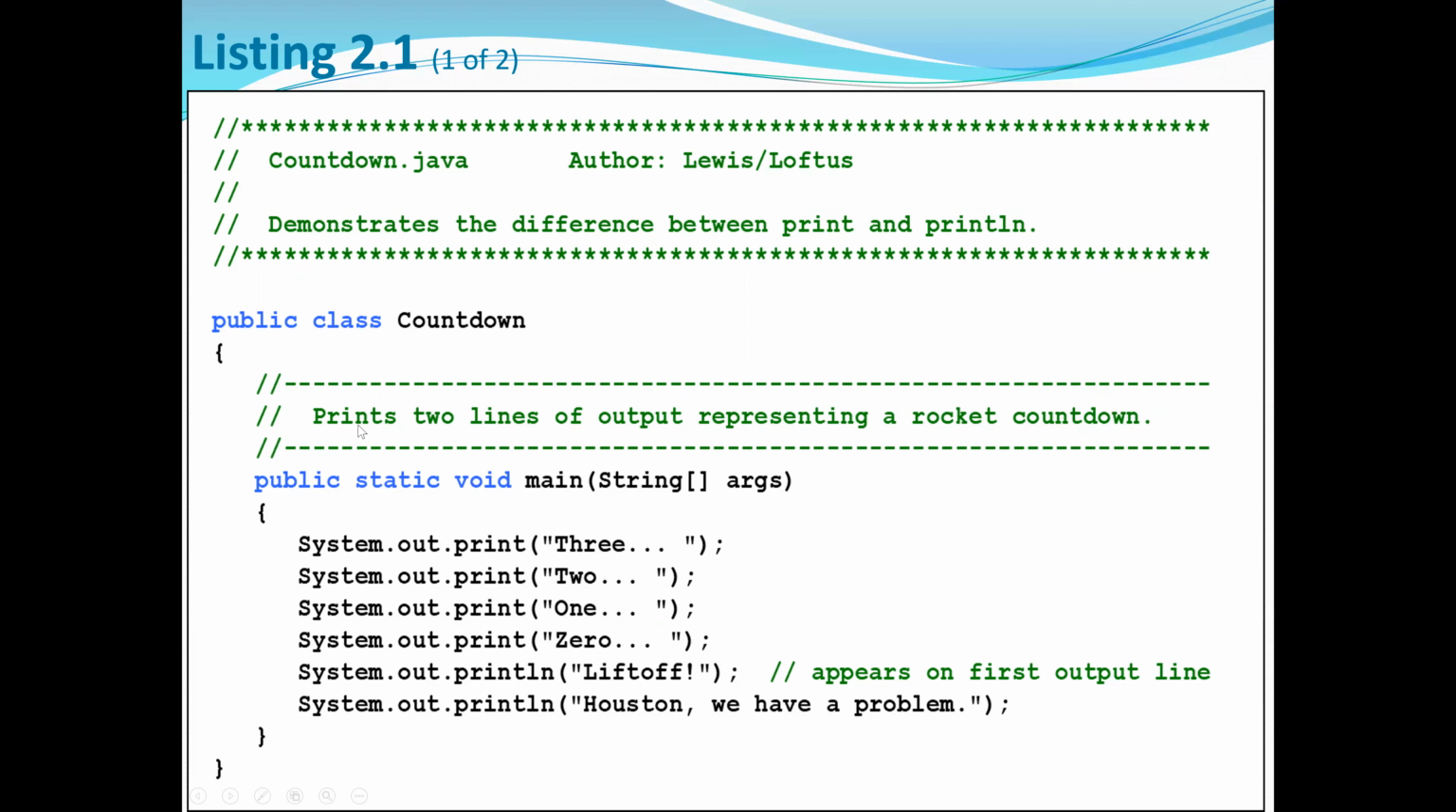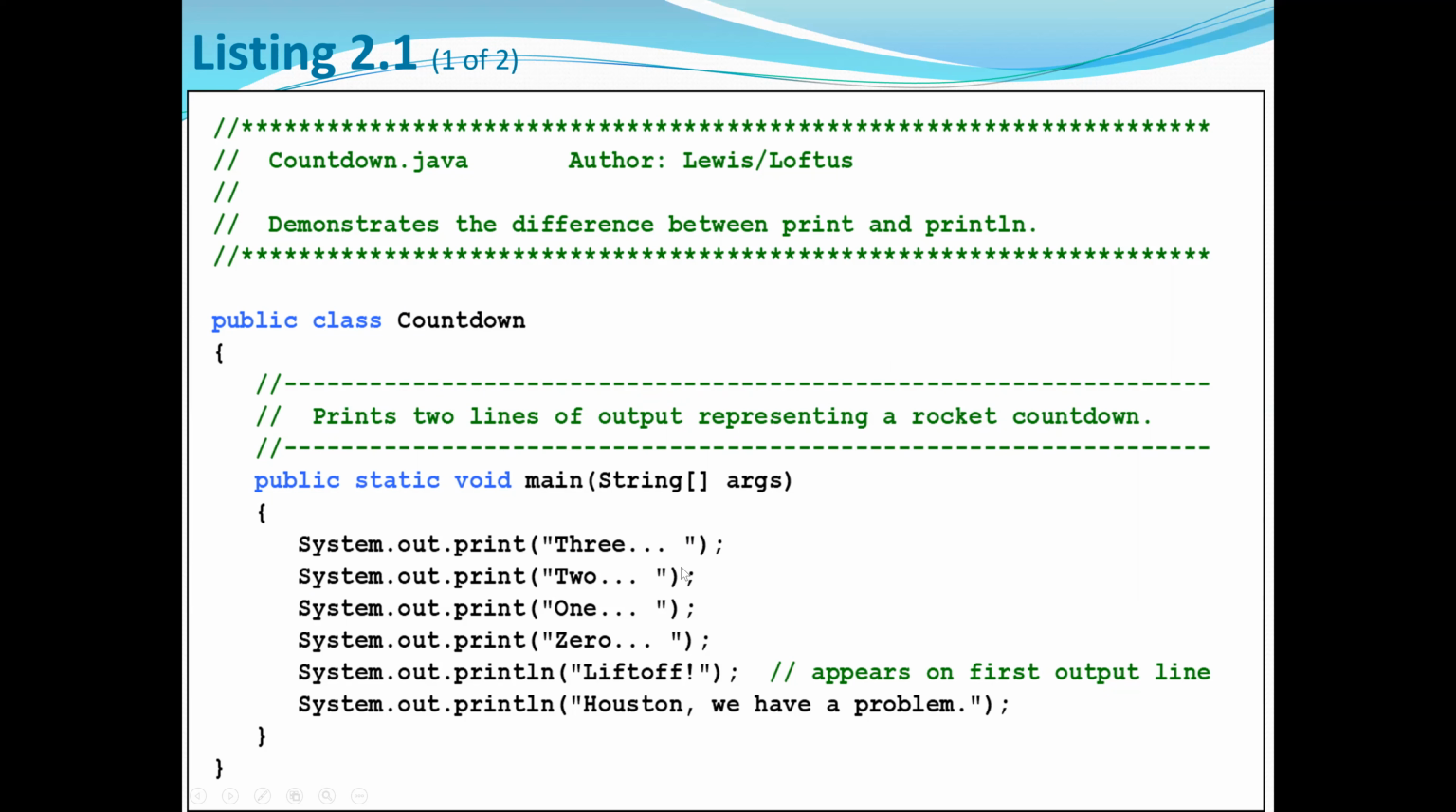We have a comment here: we are going to print two lines of output representing a rocket countdown. Now, as we talked about, a comment means the compiler will ignore it and will not execute any of these comments. Now, our main method, which is public static void main, is a Java application program. Execution always takes place in the main method. So every Java standalone application program must have a main method because that's where the execution will take place. So we have our first System.out.print. We say 3.